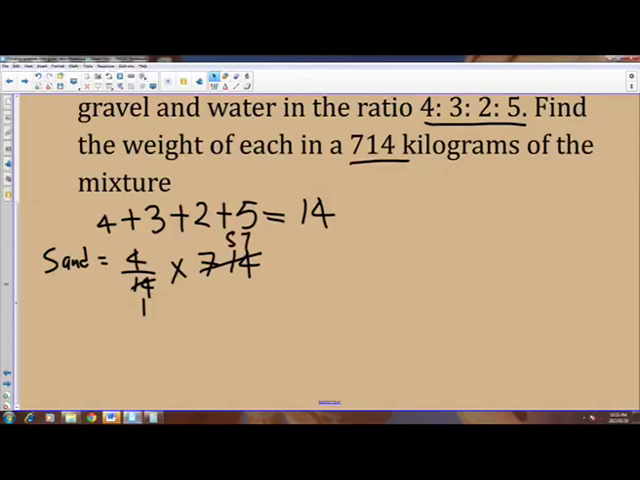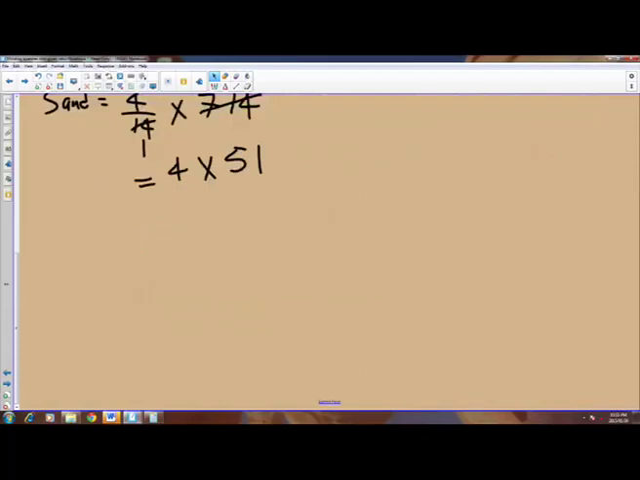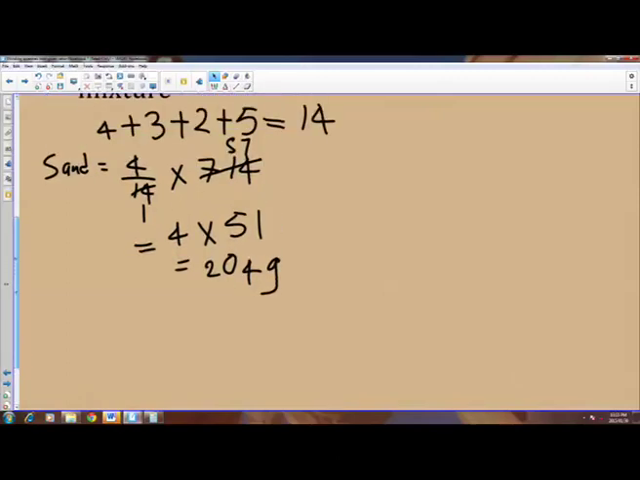Now this simply means it's 4 times 51. This is the weight of sand. And what is 4 times 51? 4 times 1 is 4. 4 times 5 is 20. So this simply means the sand will be 204 grams. This is the weight of sand.